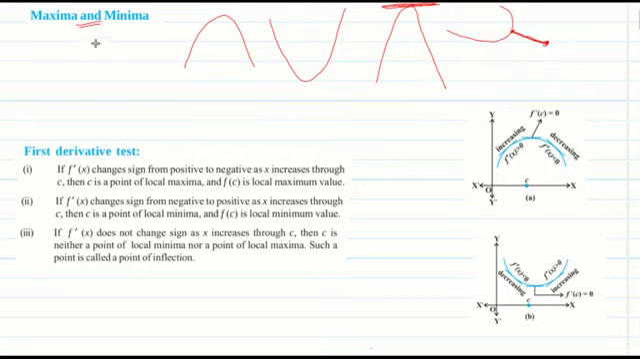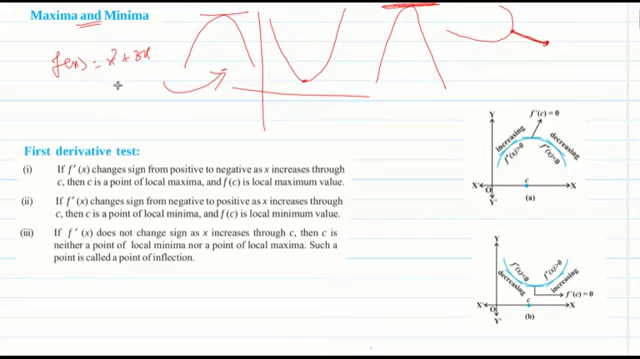But how do we find maximum or minimum? If the function is given like f of x equals some x square plus 3x, will you draw the diagram and see that at this point it reaches the maximum and at this point it reaches the minimum? That is very difficult. Without drawing the graph itself, our great calculus comes in. By doing the derivative test we can say at which point the function reaches the maximum or the minimum.